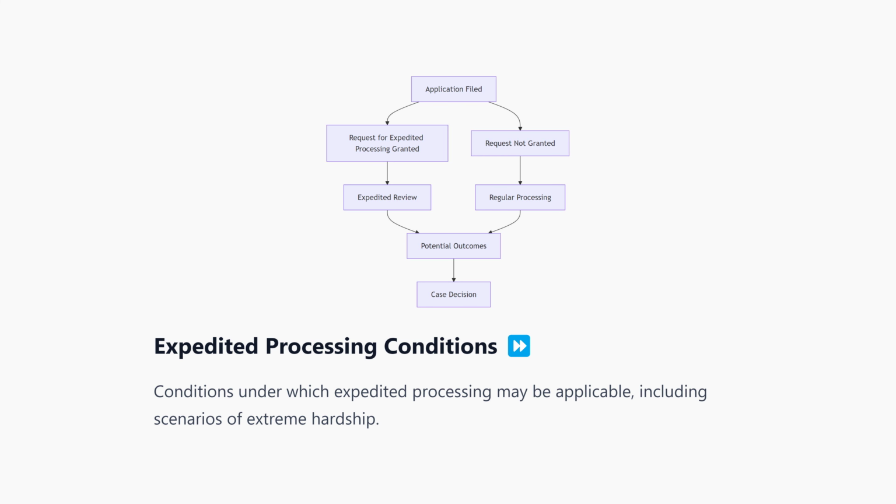Expedited processing may be granted under specific conditions, often related to cases of extreme hardship or urgent medical conditions. However, the health of the petitioner or qualifying relative can be considered, but isn't a guarantee for expedited processing. To get expedited processing, the applicant should clearly lay out extraordinary circumstances that require urgency.